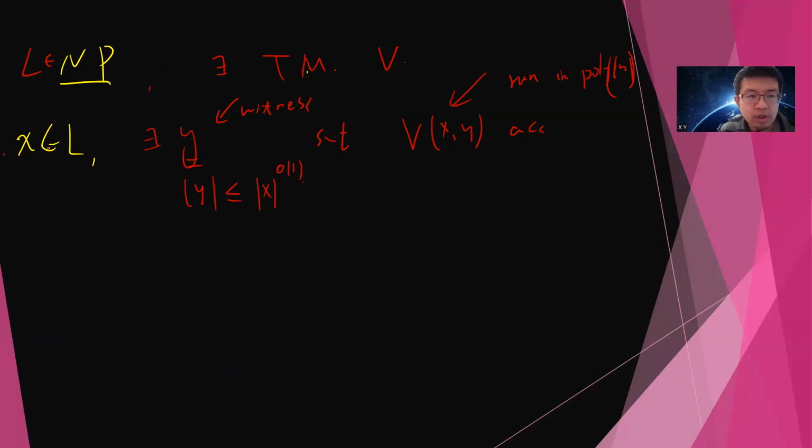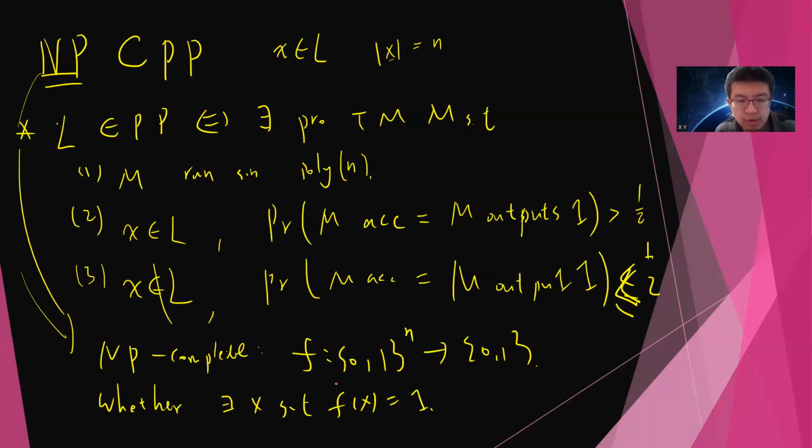So given an instance, you can find a poly-size witness, and you can also have a polynomial time algorithm that runs this and accepts. If x does not belong to L, then for all witnesses y, V(x, y) needs to output reject, or output 0. In principle, you can imagine that you're just doing this with some Boolean circuit.